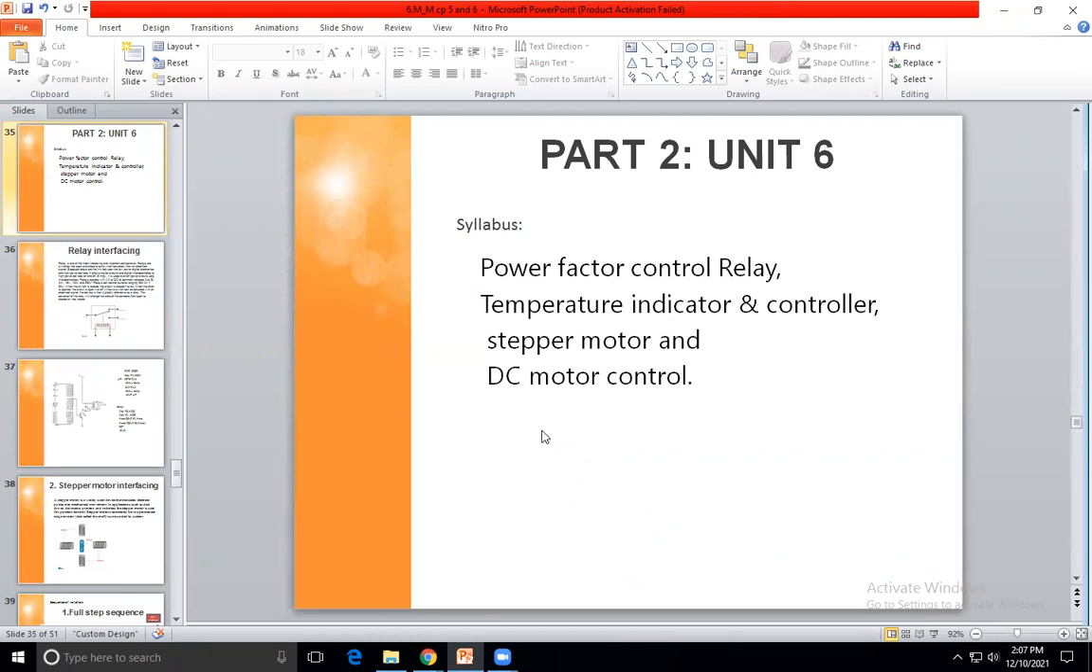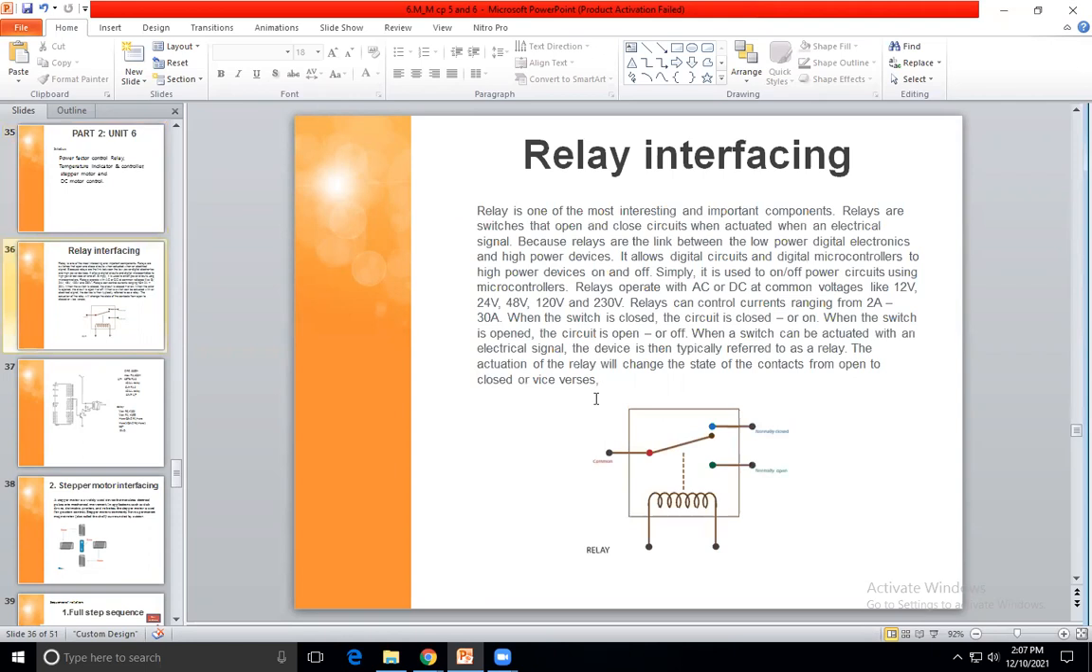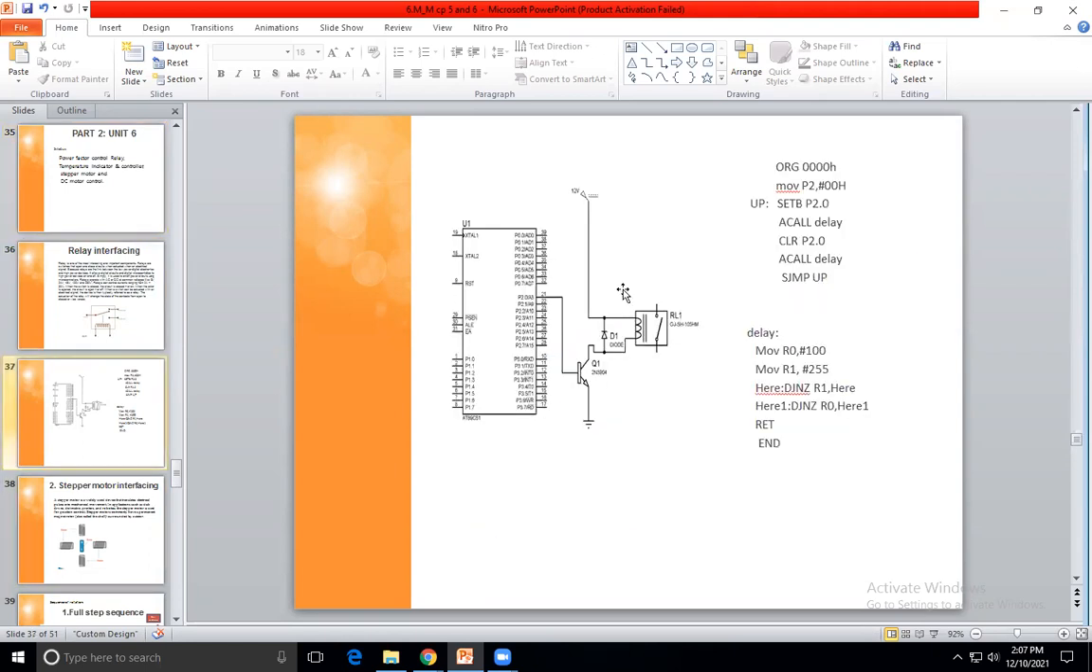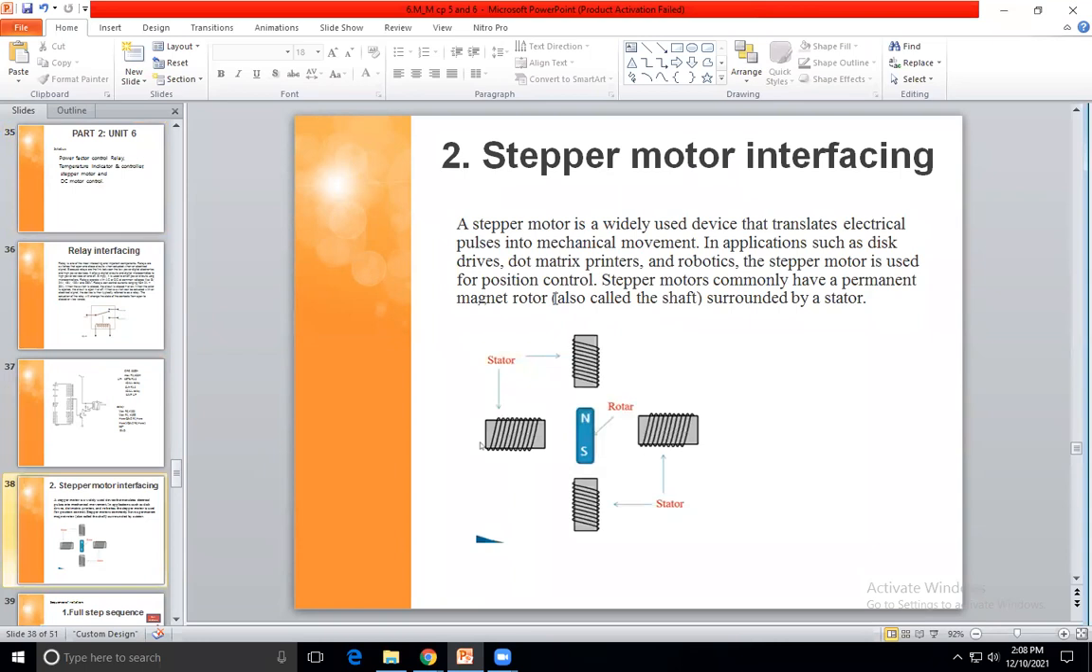Last lecture we discussed the control of the relay, the relay interfacing with the 8051. This is the relay. There is one program related to the relay, an on and off program, or on and off of the transistor. Next we are discussing the stepper motor.